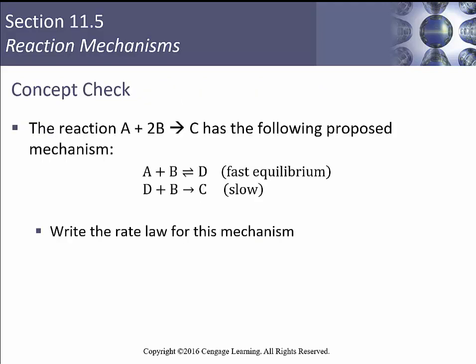All right, so let's do a concept check. If I've got a reaction between A and 2B giving me my product C, and I've got the following mechanism, where A plus B is going to give me D as an intermediate, and that happens fast. But then D reacts with B to give me C, and that's a slow step. What is the overall rate law for this mechanism? Pause, go back if you need to figure out what's going on, keeping in mind our two criteria.